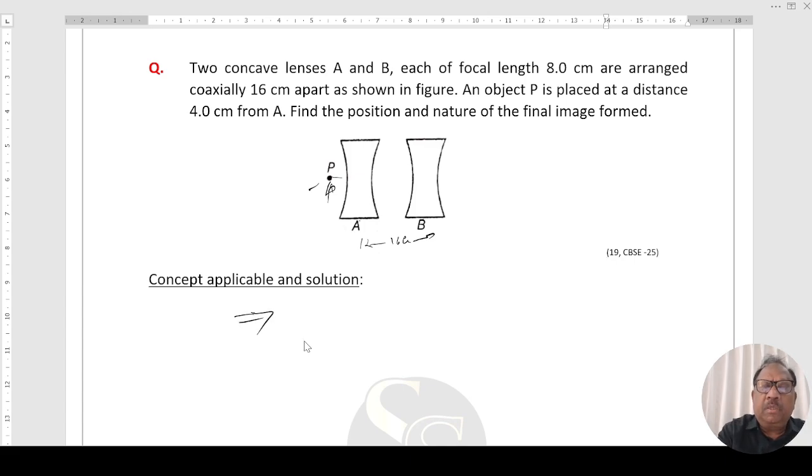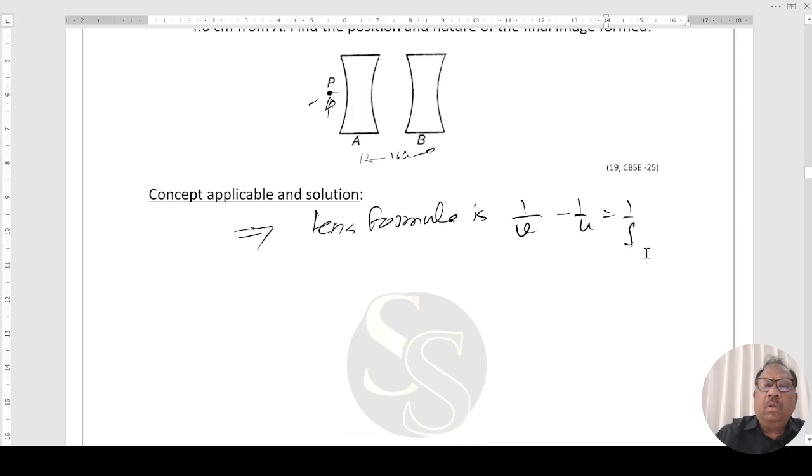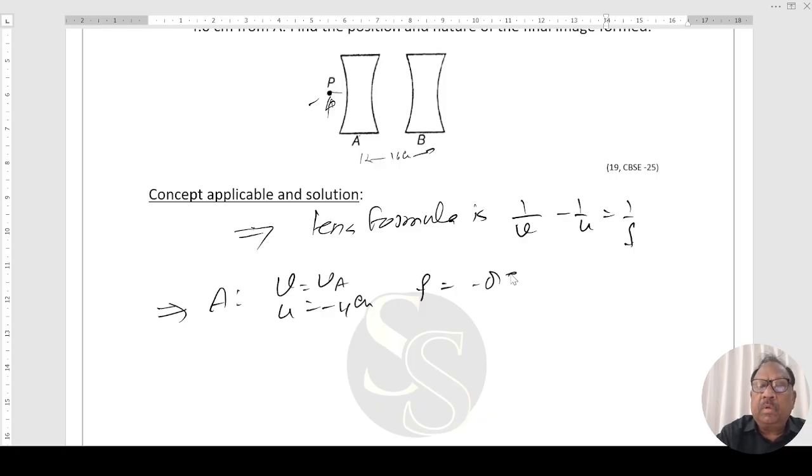You know, the lens formula is 1 over V minus 1 over U equal to 1 by F. First of all, we will find the position of the image from lens A, and that will behave as an object for lens B. Again apply the lens formula, again calculate it, and that will be the final position of the image. Right? For A, V equal to VA, U equal to minus 4 centimeter, F equal to minus 8 centimeter, using the sign convention.